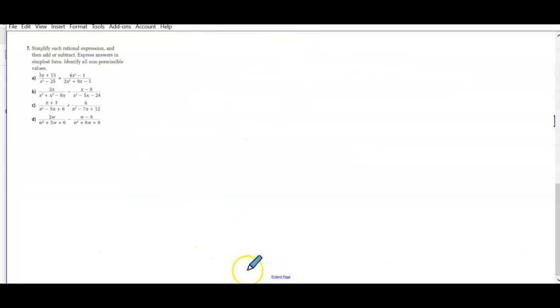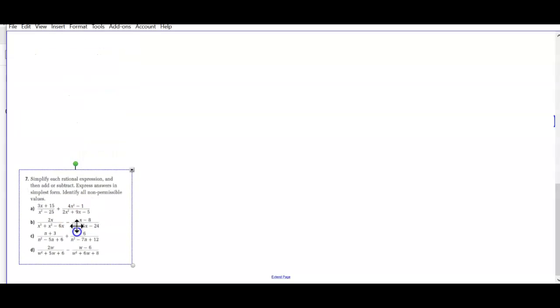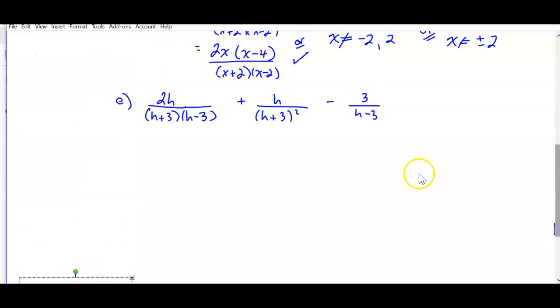I'm actually just going to move this down. Again, we want to find our lowest common denominator. So I'm just going to do my work here. I look at my first denominator, I just copy it out. Then I look at my second, and that tells me I need to have h plus 3 squared. Well, I have one h plus 3 here, but that means I need to have another one. So really, that's the same as h plus 3 squared. Then looking at this, I need to have an h minus 3, which I already have. So this is your lowest common denominator.